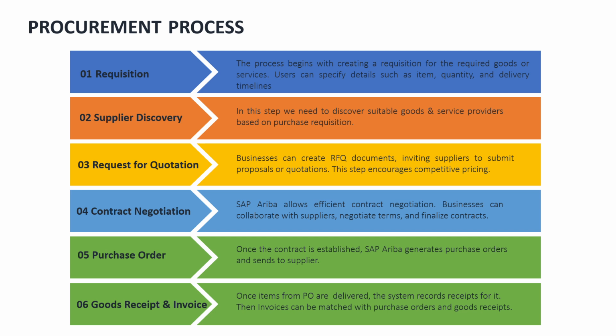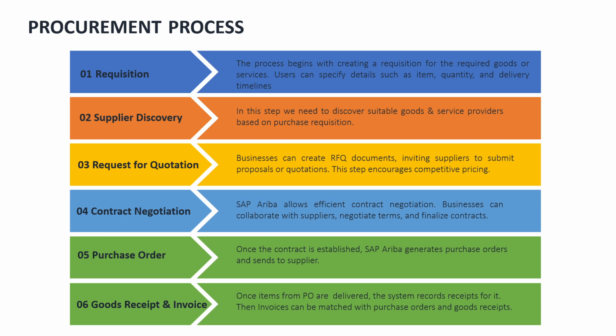Okay, once the requisition is done, then the next step is supplier discovery. Okay, in this step we need to discover suitable goods and service providers based on the purchase requisition. Okay, once the supplier providers are decided, then we have to move to the next step, that is the request for quotation.